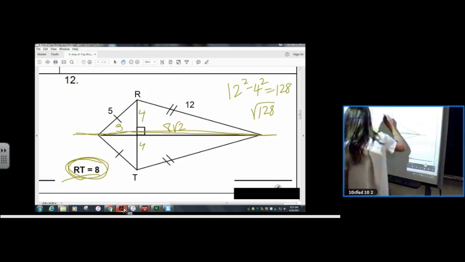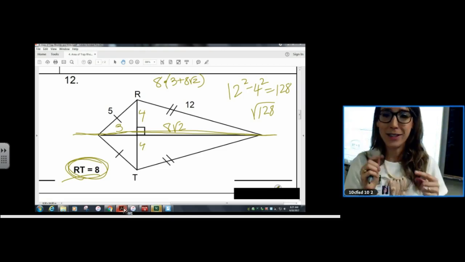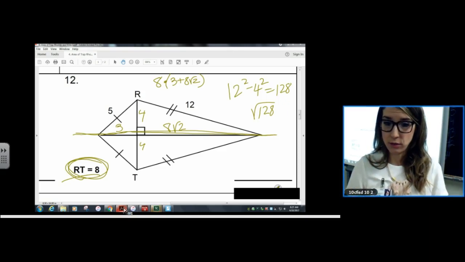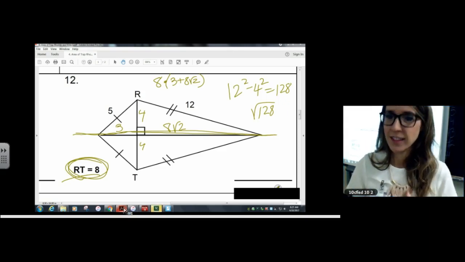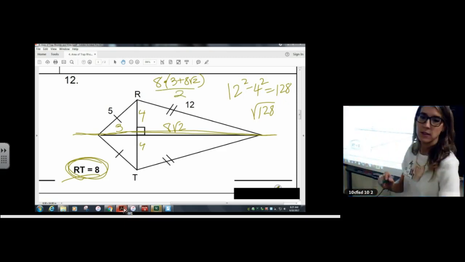So now we do diagonal 1 times, be careful. That second diagonal is 3 plus 8 root 2. It's not 11 root 2. Are y'all paying attention? Diagonal 1 times diagonal 2 divided by 2.